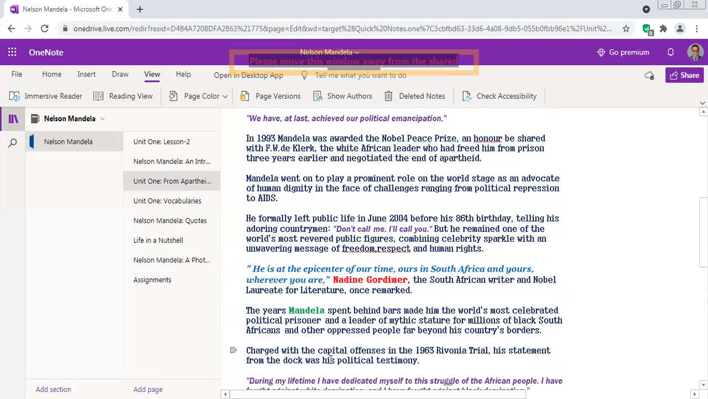He has been arrested for having violent movement, and for this he has to live 27 years in jail. So this is one of the stories of the great freedom fighter. So let us go to the next one.